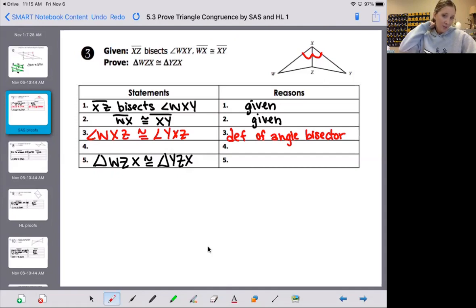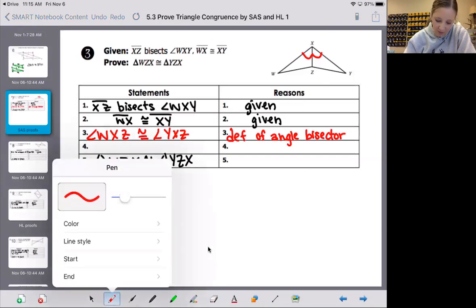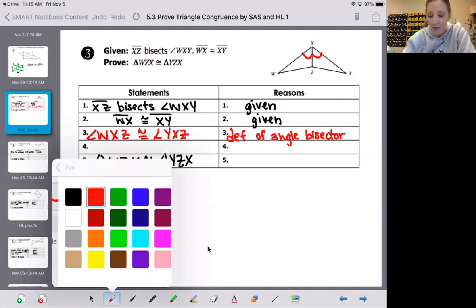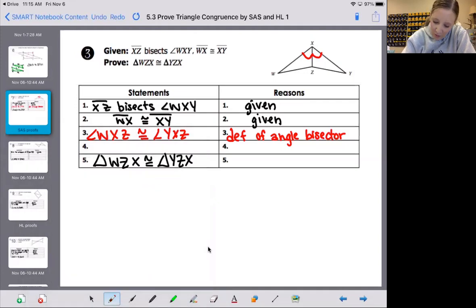All right, next in line 2, you wrote down that segment WX is congruent to segment XY. So again, I'm going to mark that in the picture. So we have WX and XY. And right now I'm thinking, okay, how can I prove that the triangles are congruent? I can do side-side-side, I can do side-angle-side, and I can also do hypotenuse-leg. Well, right now I'm seeing an angle, and the only one that we know about that uses an angle is side-angle-side. So I see a side here and I see an angle here.